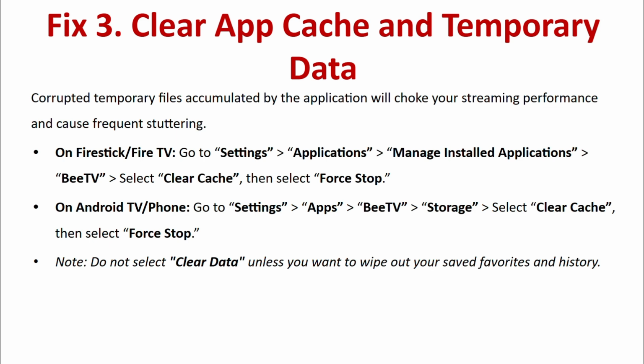Fix 3. Clear app cache and temporary data. On Fire Stick/Fire TV, go to Settings, then go to Application, tap on Manage Installed Applications, and click BTV. Now select Clear Cache and then select Force Stop. On your Android TV/phone, go to Settings, then tap on Apps, find BTV and click Storage. Then select Clear Cache and then select Force Stop. Note: do not select Clear Data unless you want to wipe out your saved favorites and history.